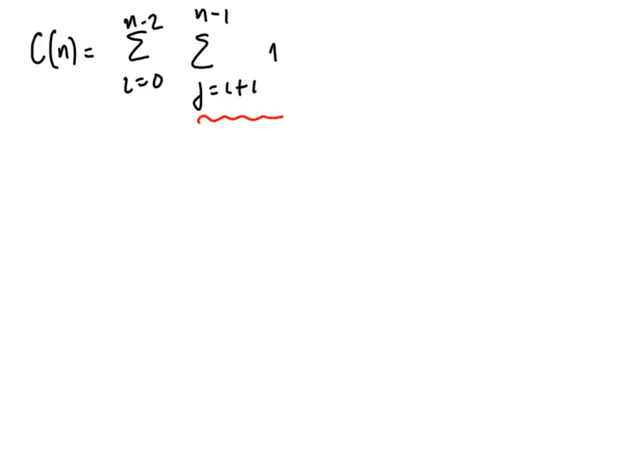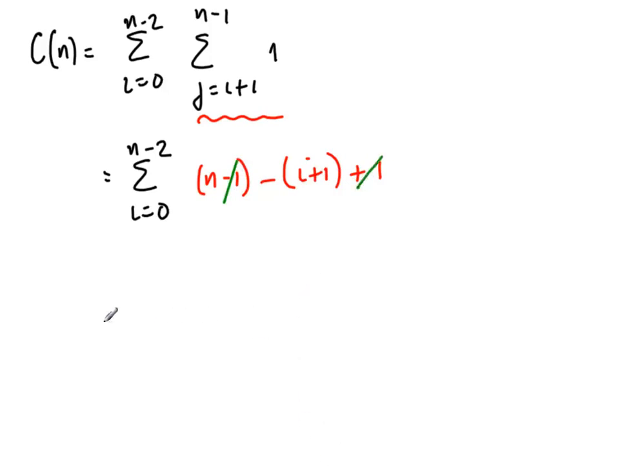So we can simplify this using our earlier summation rule to say this is the sum over i equal to 0 to n minus 2 of the upper bound minus the lower bound plus 1. Right? So n minus 1 minus i plus 1 plus 1, we can cancel a minus 1 and a plus 1, and we can further simplify this as the sum over i equal to 0 to n minus 2 of n minus i minus 1. So this minus and plus gives us a minus i. So now how do we simplify this?